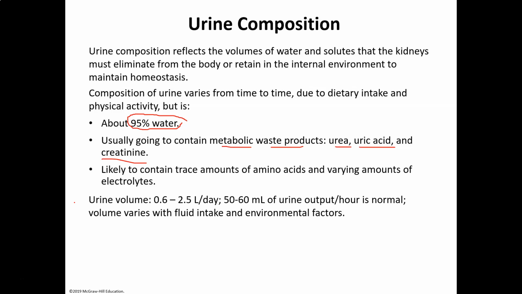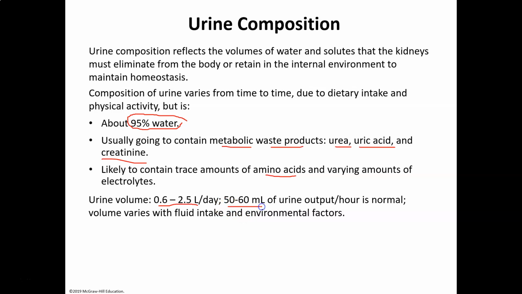Of course, you're going to have ions, a lot of potassium. You're going to have sulfate ions, phosphate ions are pretty common. Trace amounts of amino acids are common. As it says here, varying amounts of electrolytes. But you should not have any glucose in urine. So, 600 milliliters to 2.5 liters is considered normal urine volume.